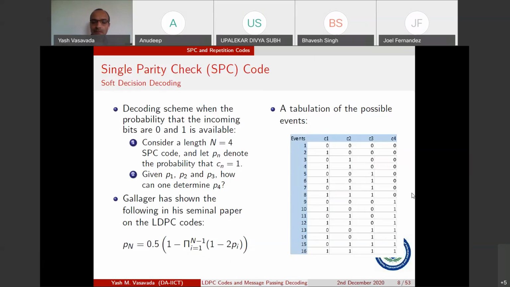Sir, there will be 3 cases: P1, P2, 1 minus P3; P1, 1 minus P2, P3; 1 minus P1, P2, P3. Because the number of ones has to be even. No, for repetition code. For repetition, okay. Yeah, I'm talking about repetition code.